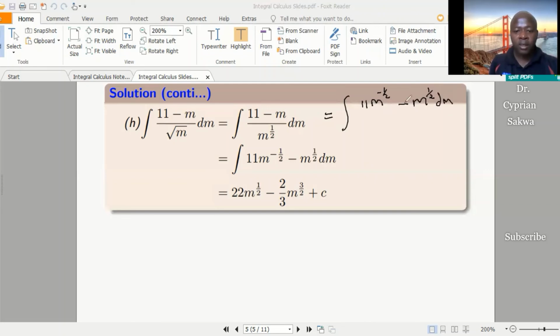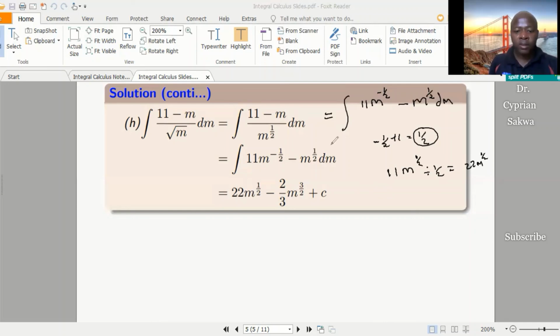Now to integrate this, in fact it's what I wrote here. To integrate this, just add 1 to negative a half. These are powers. So negative a half plus 1, you get a half. So our new power is a half. So what we now have will be 11 m raised to a half, and divided by this a half, you have 22 m raised to a half.